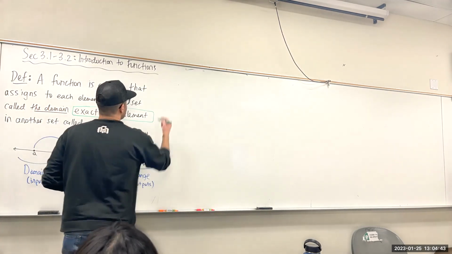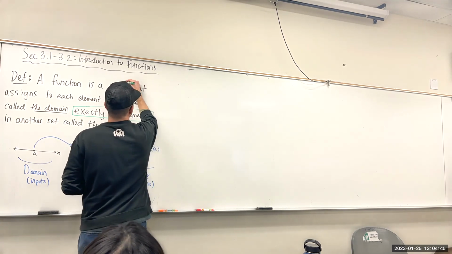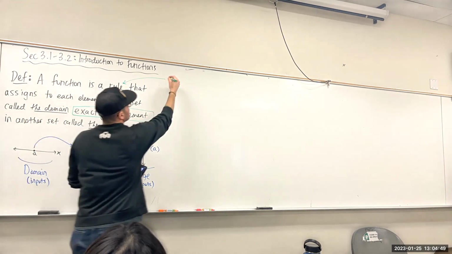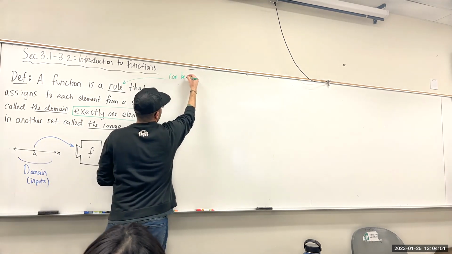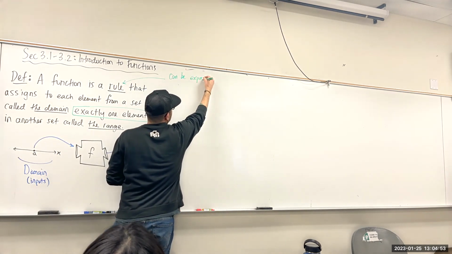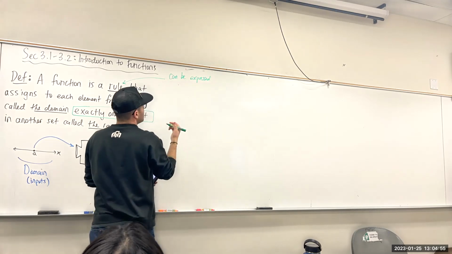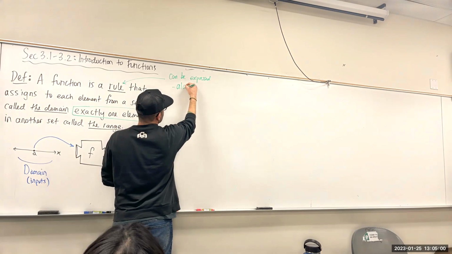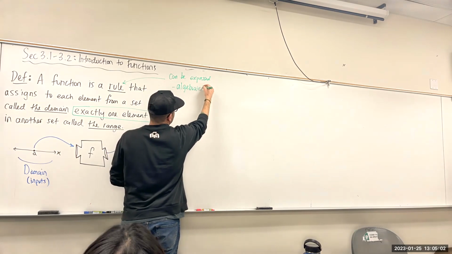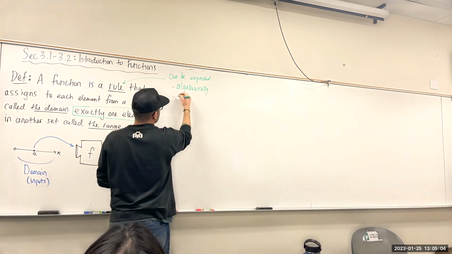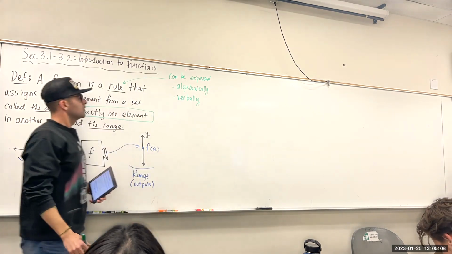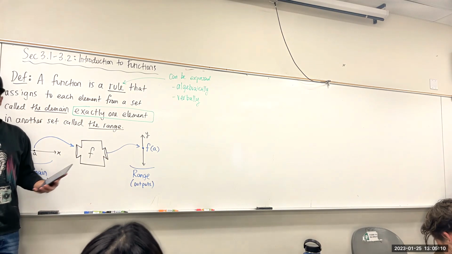And this rule, which is the function, can be expressed in 4 different ways. It can be expressed algebraically, verbally, kind of like the way you guys told me, you double it and add 1.